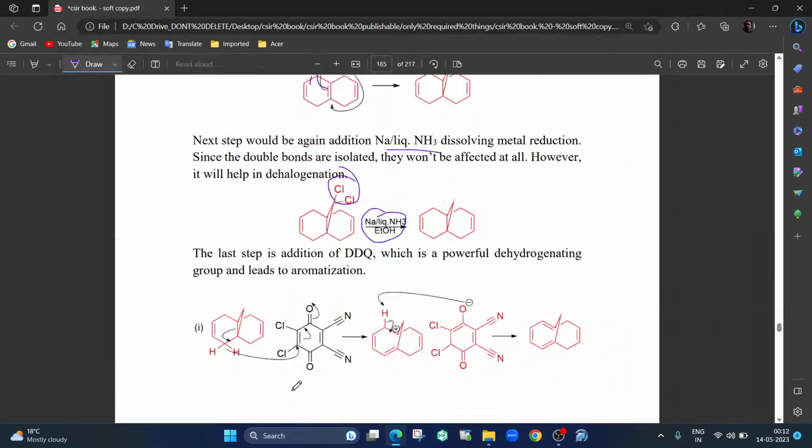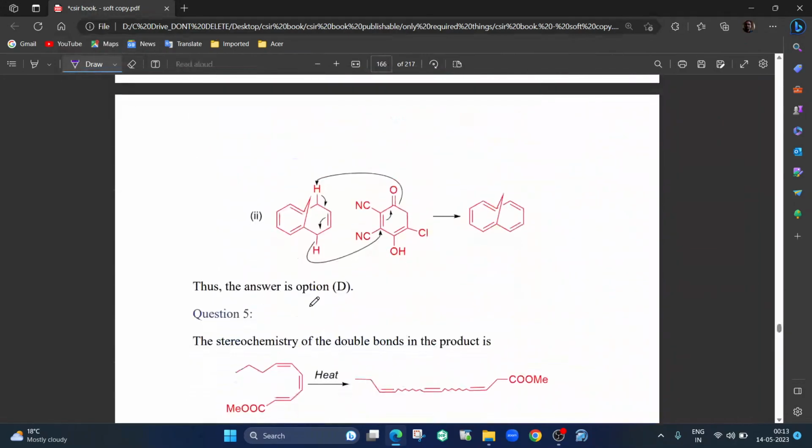aromatization. So DDQ, this is the molecule DDQ. Okay. Dicyanoquinone molecule. So first thing is, this is very interesting. This carbon carbon sigma bond breaks here. This H is picked up by this, and this comes here. You get OH here, O minus here. This picks up proton, it comes here, and you are getting this. So the answer is option number D.